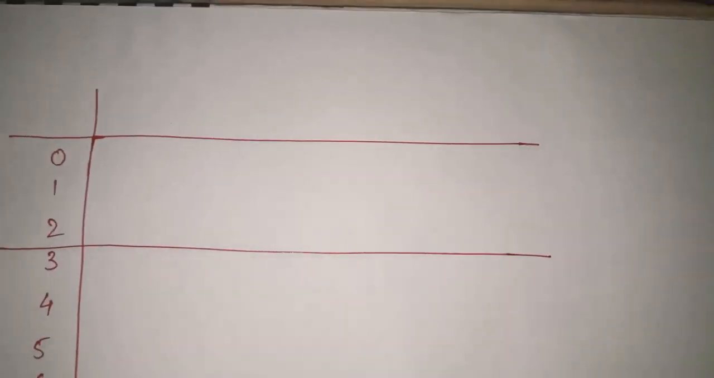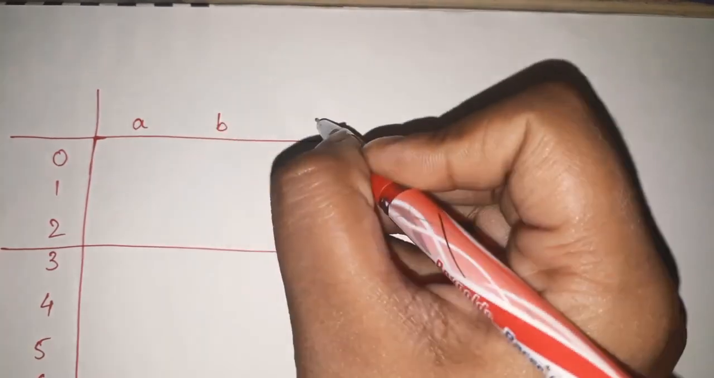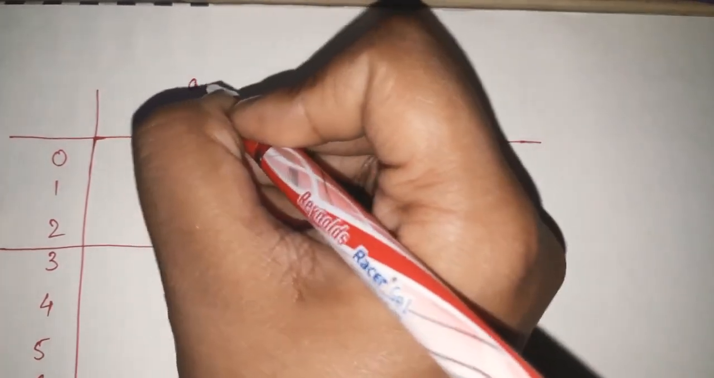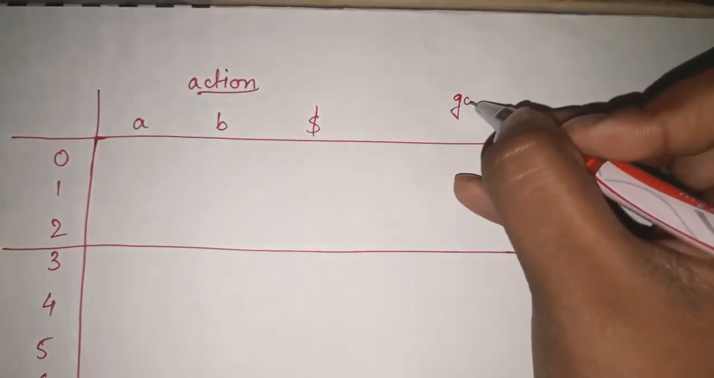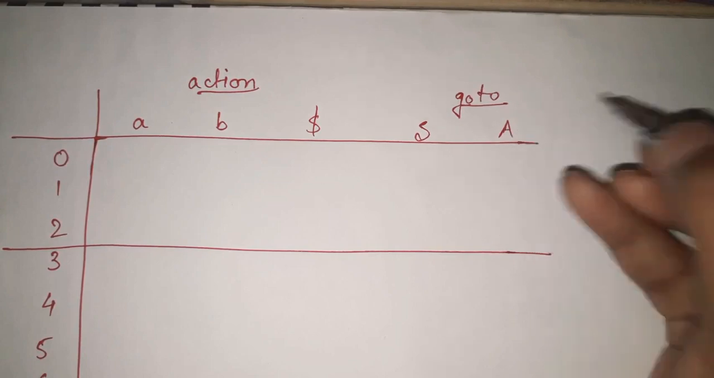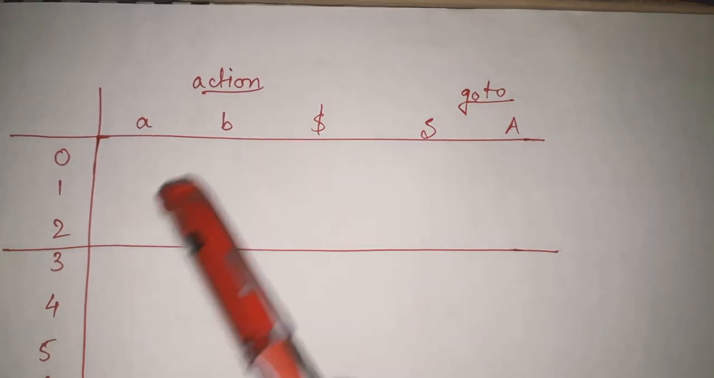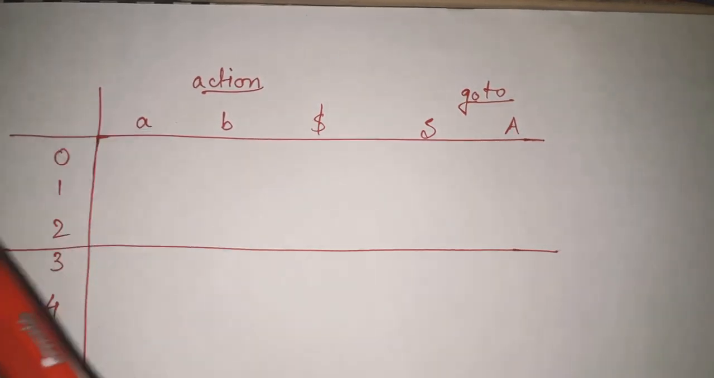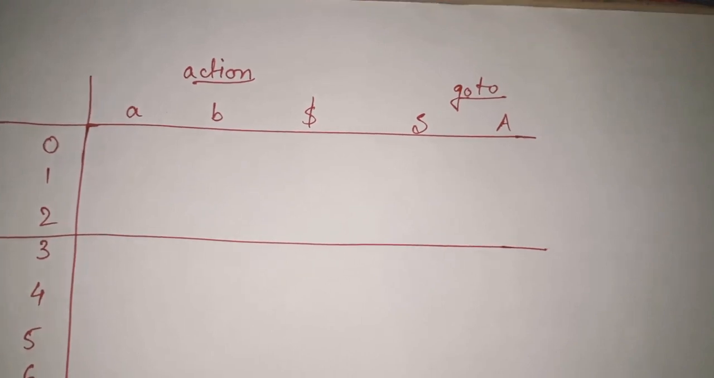And in the action and go to part, which were the terminals we were having? A, B and dollar. So in the action part we will be having these three. In the go to part we will be having what? We were having capital S and capital A as variables. So this rule remains same. All writing the shift moves are also remaining the same. The only difference is again how to put our reduction moves.